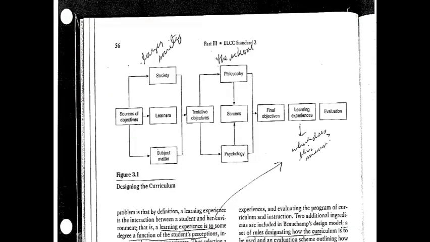So let's look at this model. And you can see here in the beginning, our objectives come from three things: the subject matter, society in general, and the learners themselves. And then we have some tentative objectives. According to Tyler, these objectives would then go through some screening processes. What's the philosophy of the school, the psychology of the students and those involved. And we would come up with some final objectives.